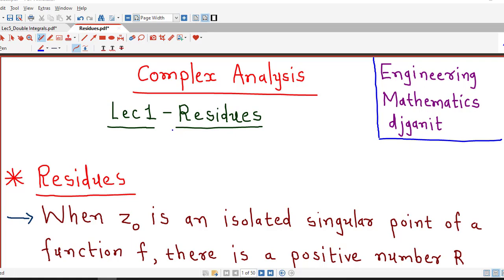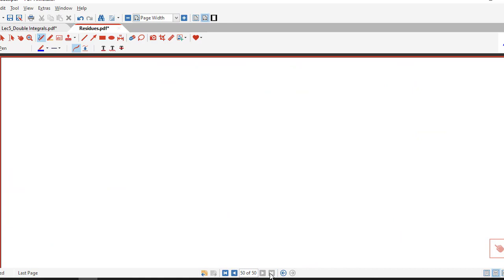In this lecture we are going to discuss some important concept in complex analysis known as residue. So in this lecture we will introduce what is residue and we will see how residue is useful in evaluating certain type of complex integrals. So first we understand what is residue.